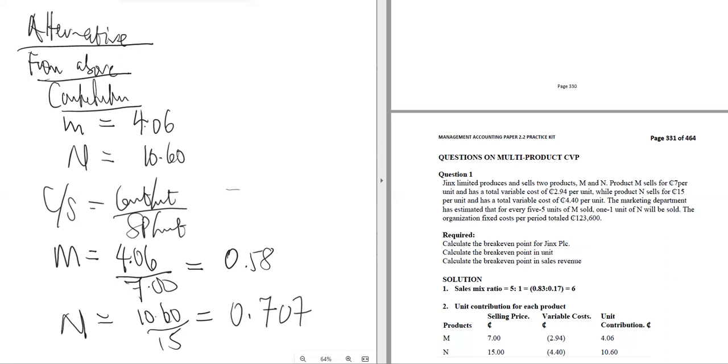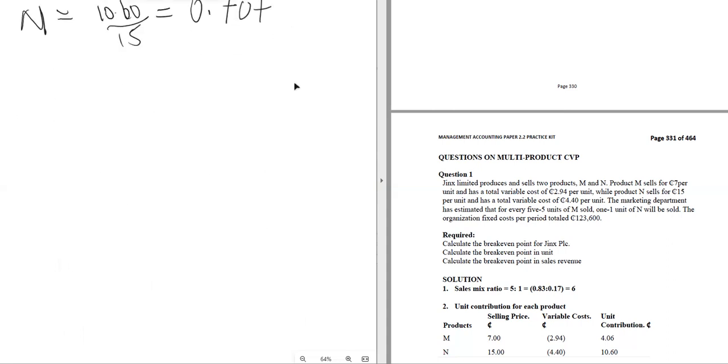Now that we have our contribution to sales ratio, the next thing we need to do, I know we have the previous data, that is why I'm not going, but we should have calculated the contribution straight. Once we get the contribution, then the next thing we need to do is to get the CS ratio. So now that I have this, the next thing that I'm going to do is that I need to now get my weighted average CS ratio.